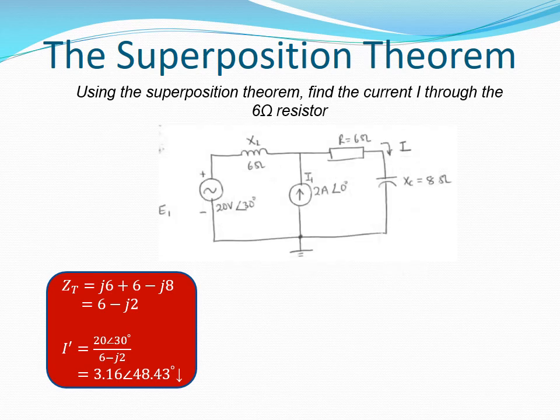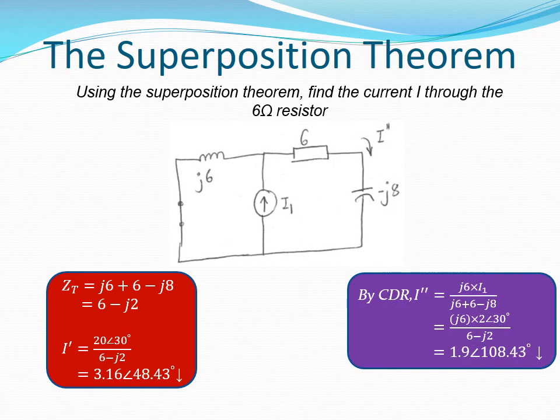Let's now proceed to calculate the current due to the current source I1. We short circuit the voltage source E1. Effectively, we remain with a parallel network. The source of current in the network is I1. The current through the 6 ohm resistance is calculated using the current divider rule. We obtain it as 1.9 amps at 108.43 degrees. The current flows from left to right.